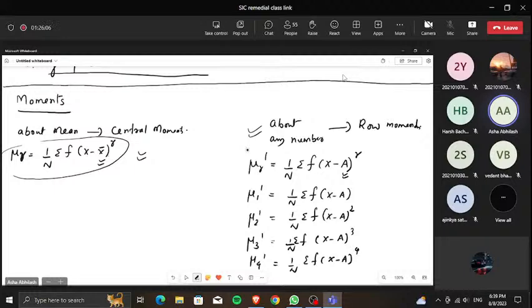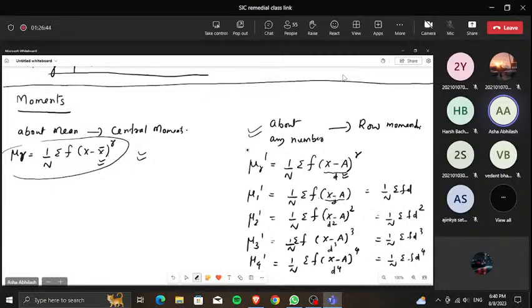Okay, so for calculating these raw moments, if you have considered this as some d, then what all things you have to find? Summation of fd. If suppose that this is your d, then this will be d square, this will be d cube, this will be d raised to 4. So in the columns, I can directly write summation of fd, summation of fd square, summation of fd cube, and summation of fd raised to 4.